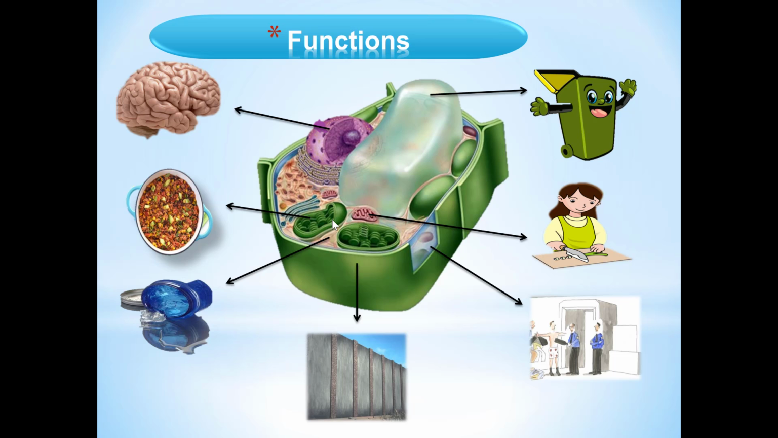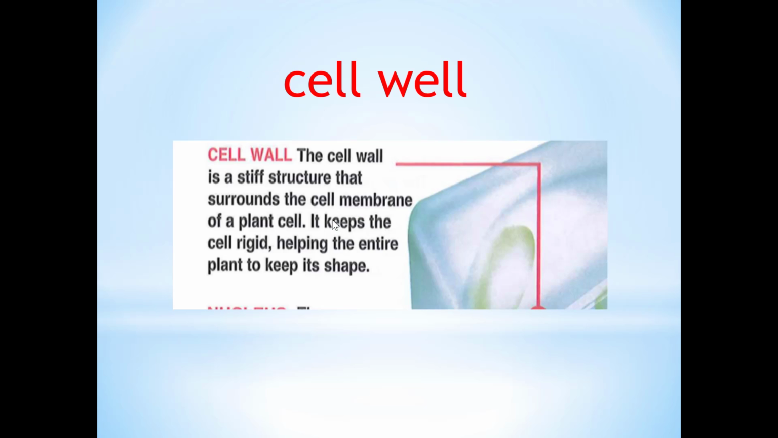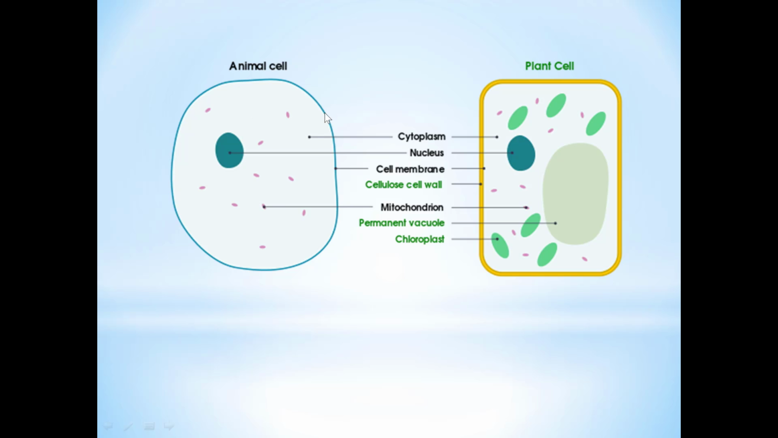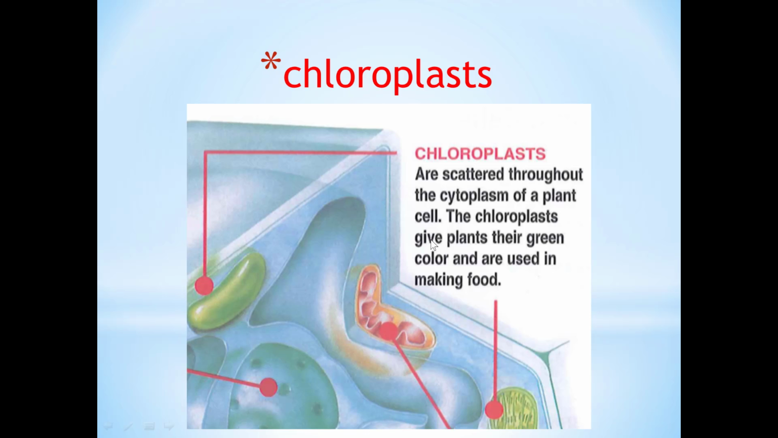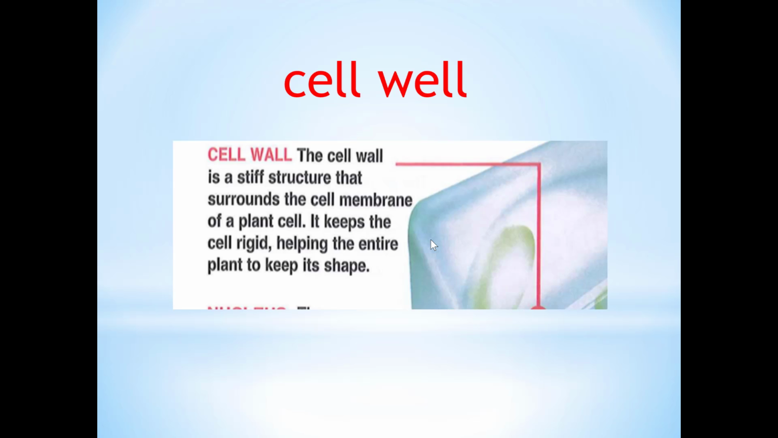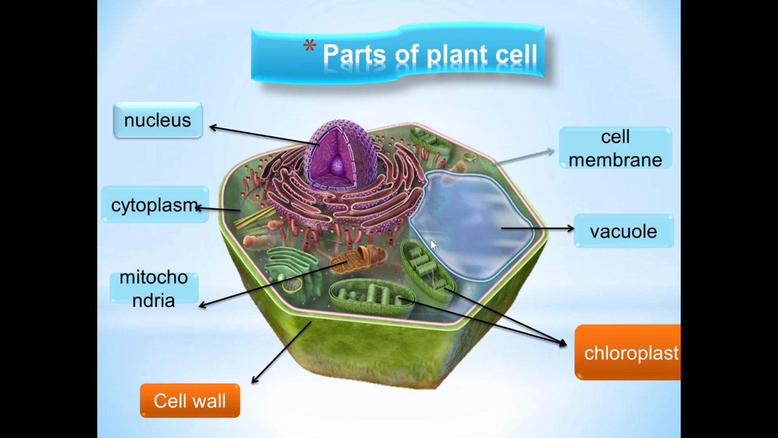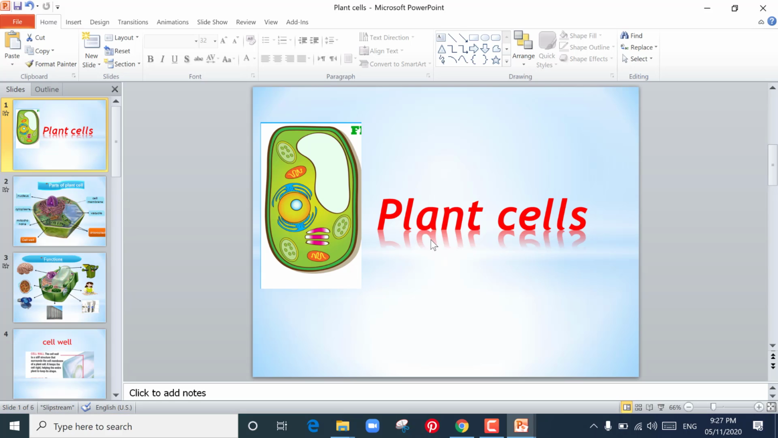So it gives the plant cell the ability to make its own food and gives it a green color. So you should know, you can write down cell wall and chloroplast in your notebook, and we have the difference between animal cell and plant cell. They have just cell wall and chloroplast. Chloroplast you should write down in your notebook, and cell wall, and you should draw the picture of the plant cell.